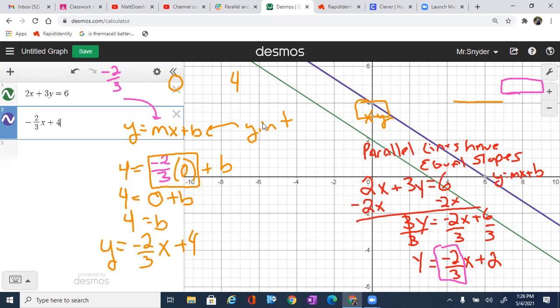And then what we have to do is find out, did it go through the point 0, 4? So if we follow the purple line, you'll notice it's right there. It clicks there. It is directly on 0, 4. So we've met the criteria. It is parallel and goes through the point 0, 4.